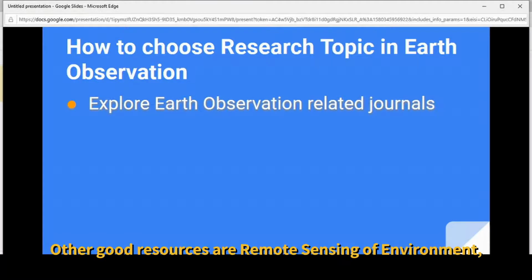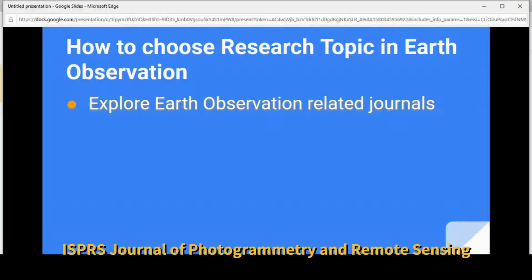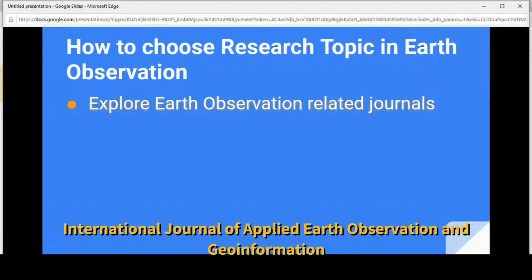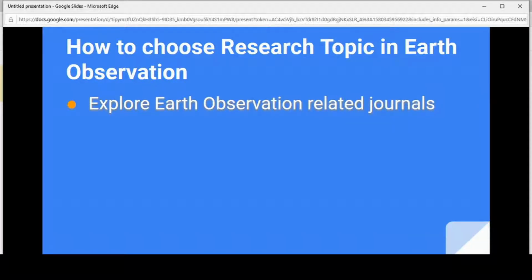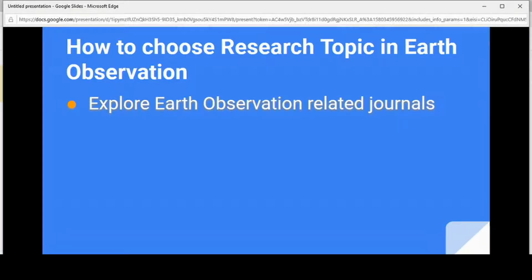Another one is Remote Sensing of Environment. Also the IEEE Transactions on Geoscience and Remote Sensing, the ISPRS Journal of Photogrammetry and Remote Sensing, and the International Journal of Applied Earth Observation and Geoinformation. Another source is those 4 or 5 journals, which are full paper, full manuscript journals.